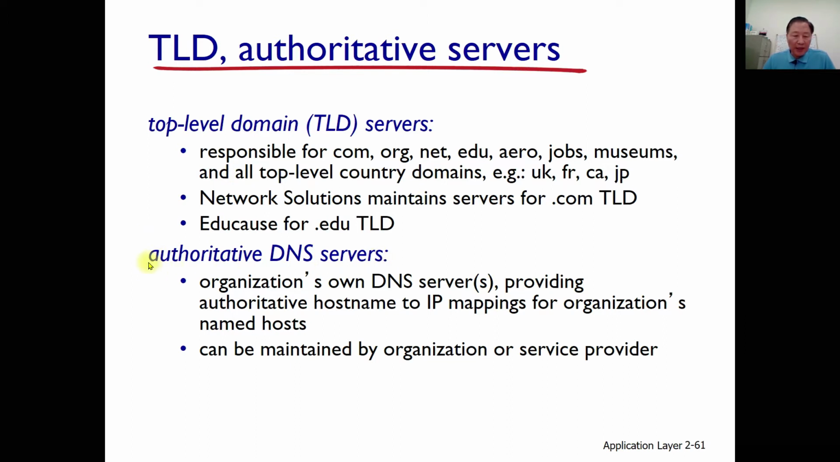And the next one, hierarchically, is the authoritative DNS servers. This one is owned by the organization or company. Organizations own DNS servers. This one provides authoritative host name to IP mappings for the organization's named hosts. Thus, the real mapping data is stored there, and these authoritative DNS servers can be maintained by the organization or a service provider.